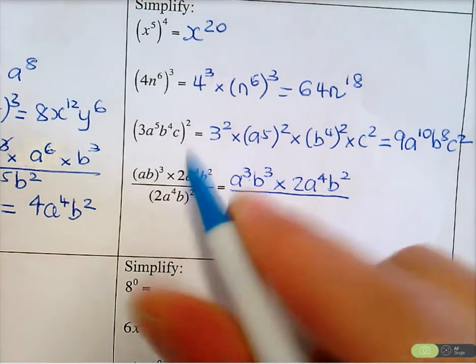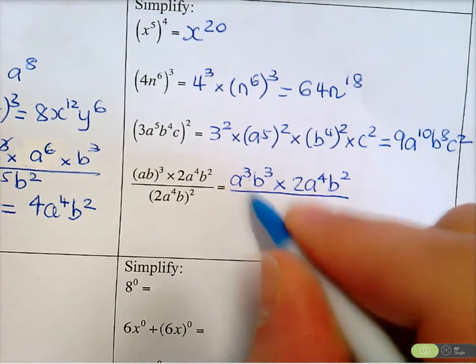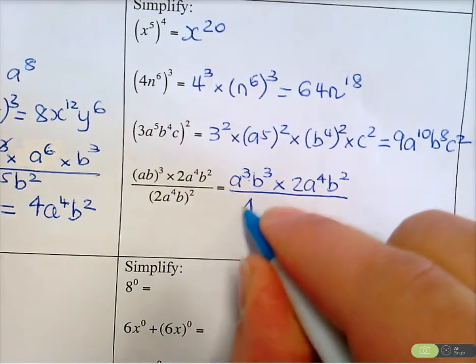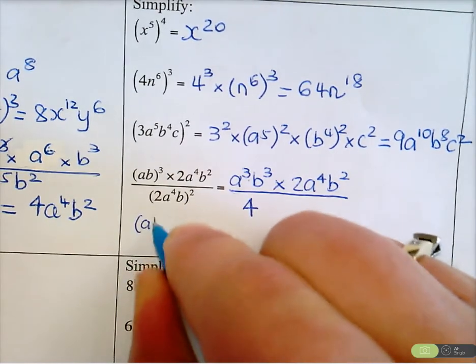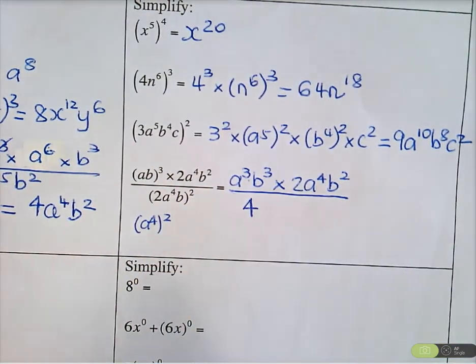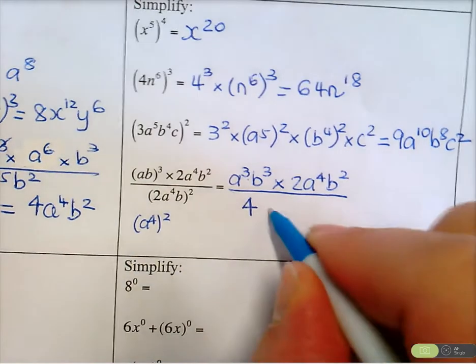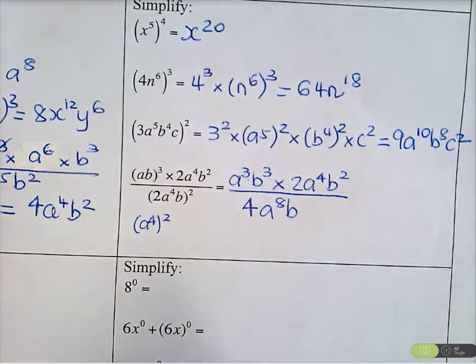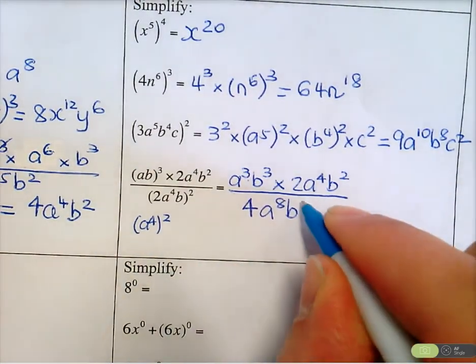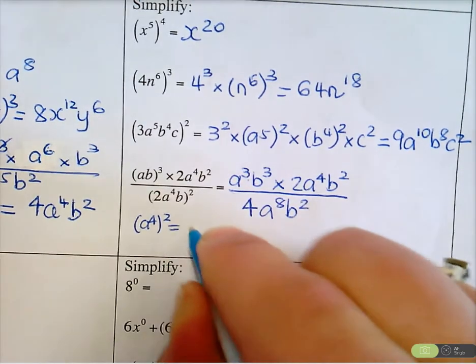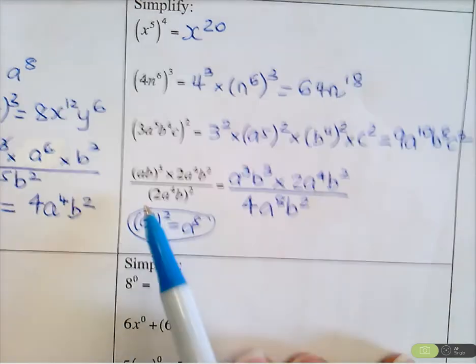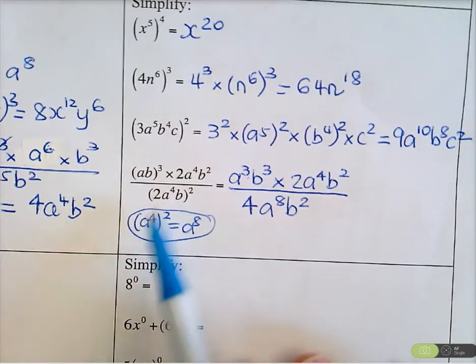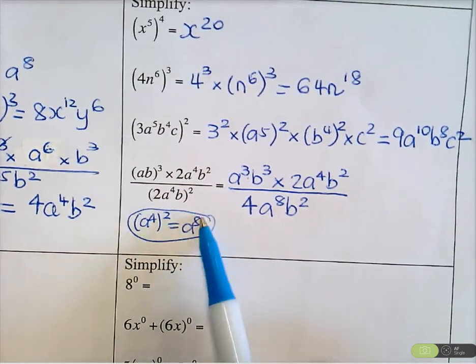The 2 is to the power of 2, what do I get? What's 2 to the power of 2? A to the power of 4 is also to the power of 2, I'll just put that down here. What's that? A4 to the power of 2. A8, and the b is also to the power of 2, which is b squared. So that was just that little bit of working out there. The 2 is to the power of 2. A4 is to the power of 2, which is a to the power of 8.